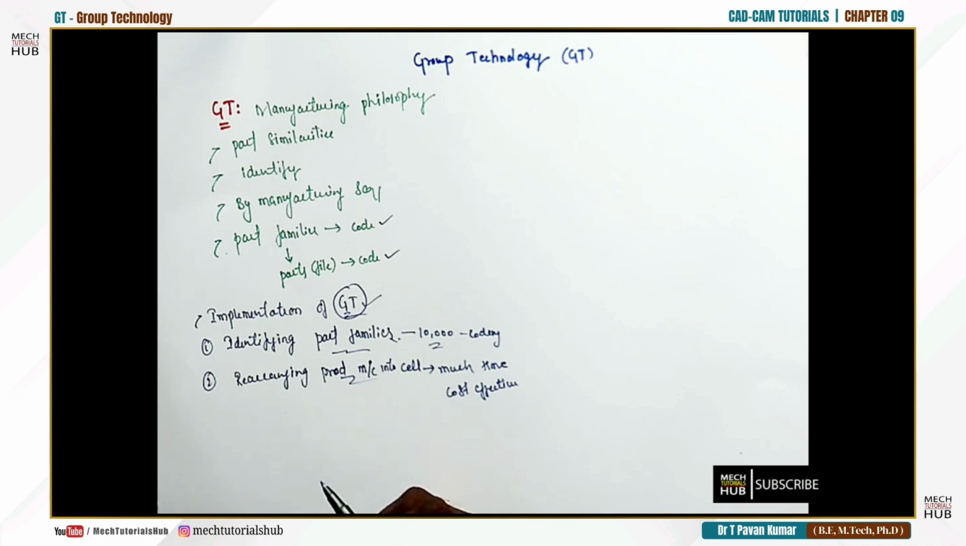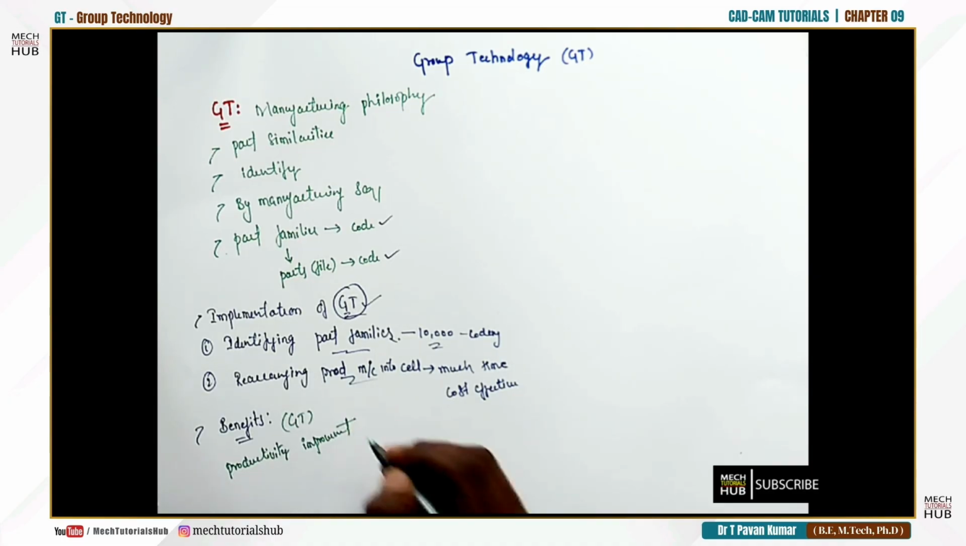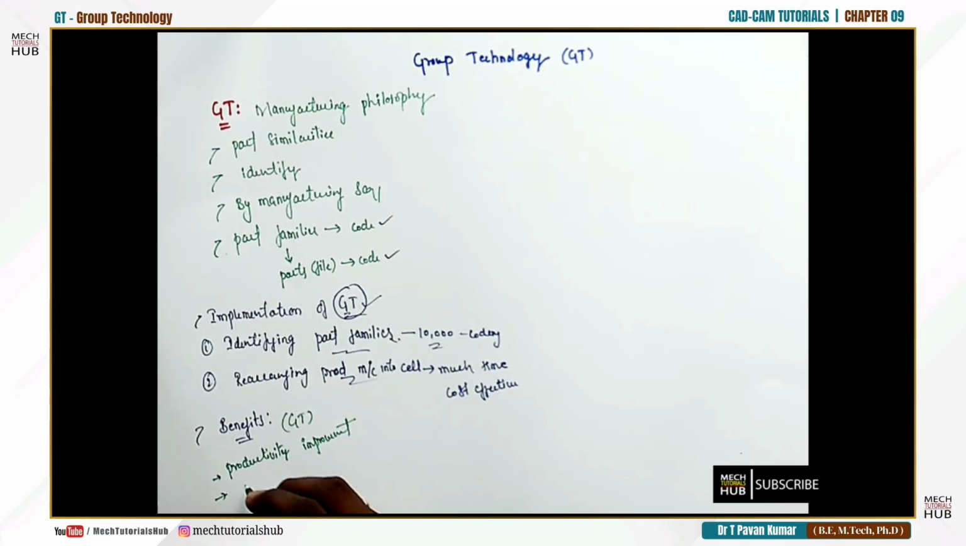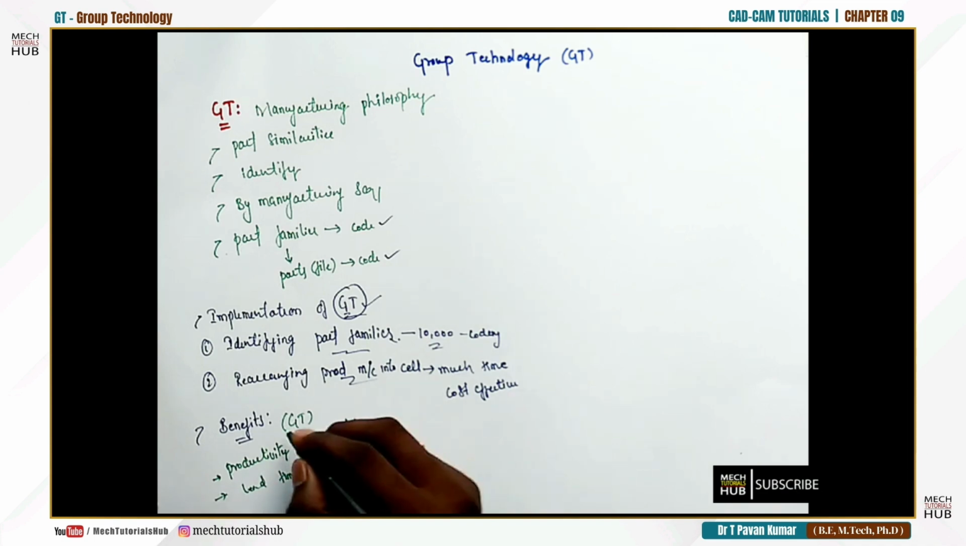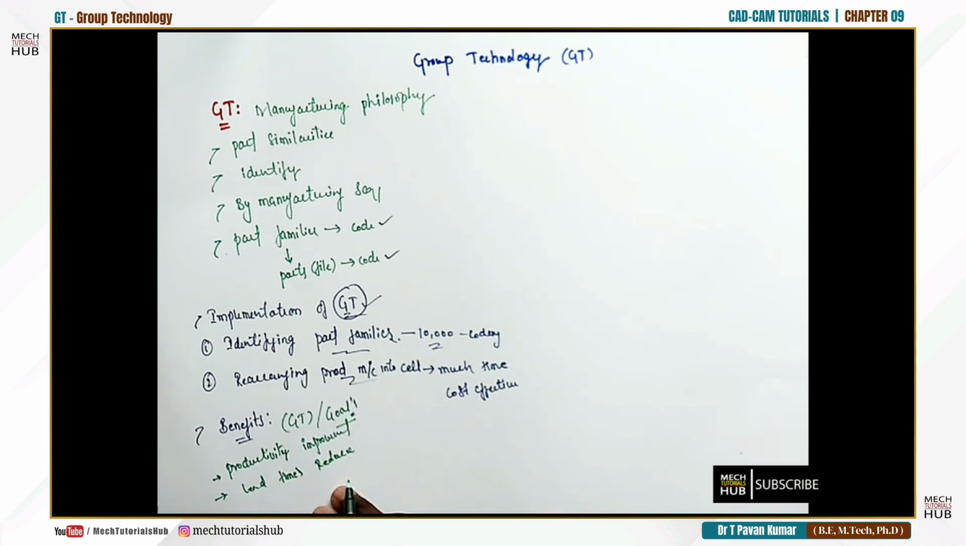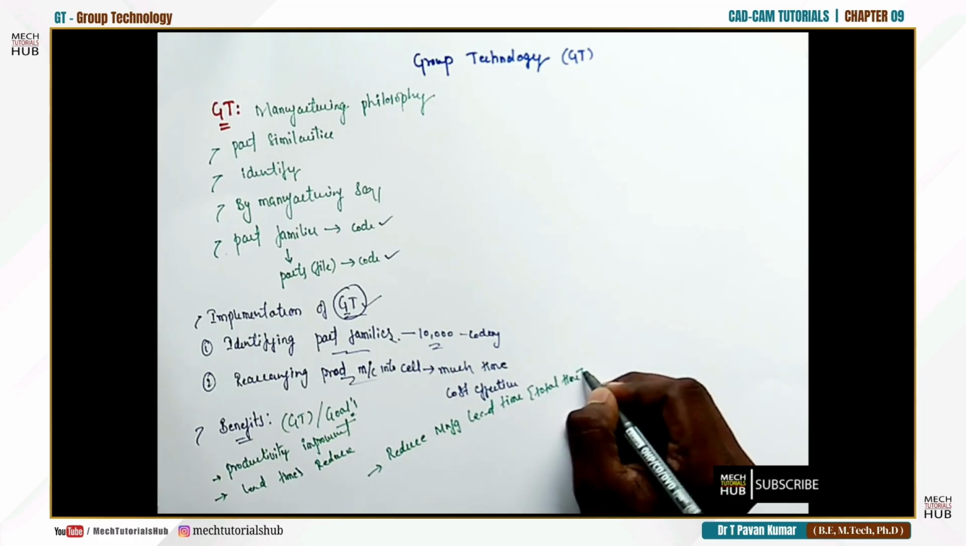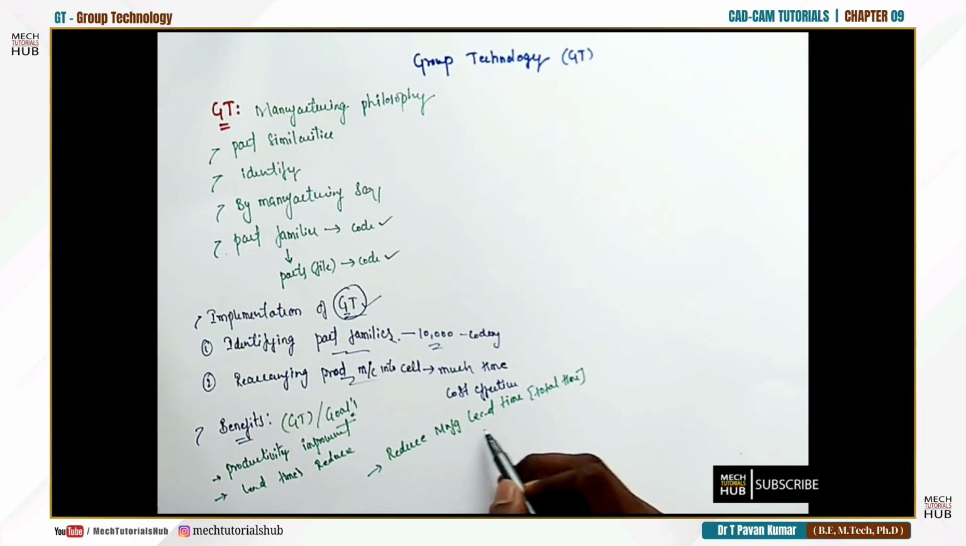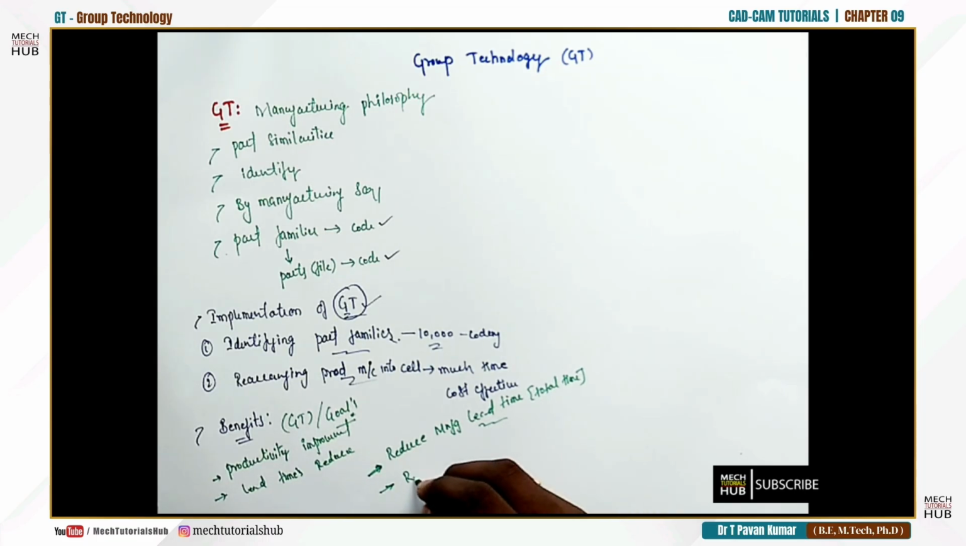If you talk about the benefits of group technology, the main aim is to increase productivity. Productivity improvement is the first task, and reducing lead times and setup times also come under the goals of group technology. You can call them benefits or goals. Productivity improvement, lead time improvement. Reduce manufacturing lead time, the total time, which can easily be reduced by using group technology, so that we can dispatch the required product to the customer. And we need to reduce work in process also.